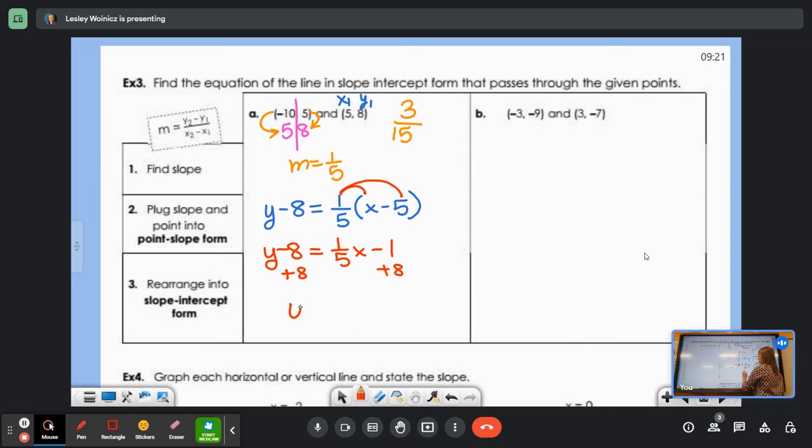And we get y equals 1/5 x plus 7. Okay, do we need to do part B? No. Okay.